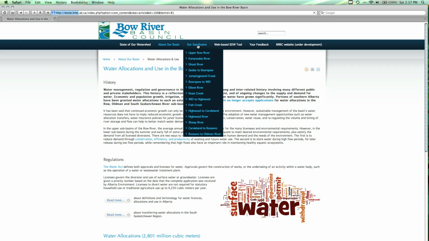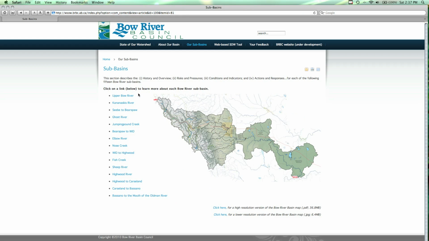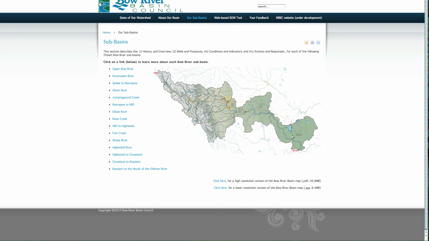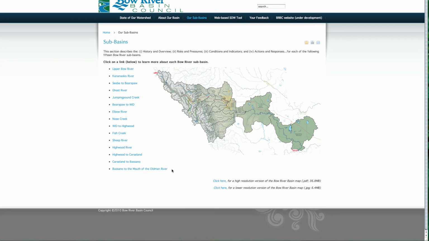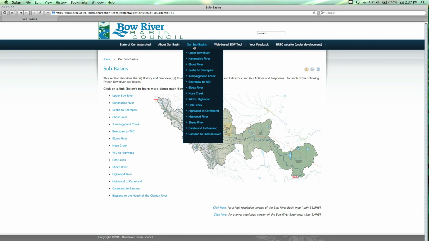The next section provides profiles on the 15 different sub-basins located from one end of the basin to the other. For each of these sub-basins, you'll be able to look at the history, the risks and pressures, conditions and indicators, and the actions and responses underway in each of these 15 different sub-basins.